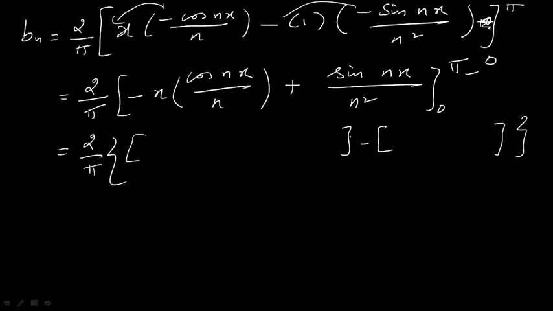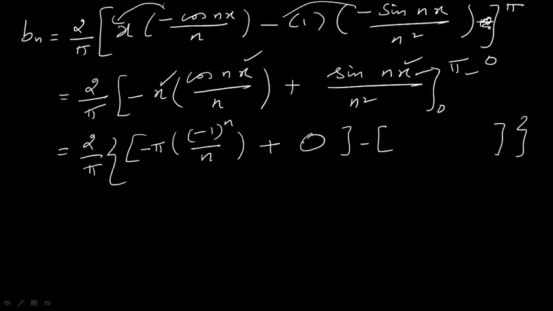So first, the upper limit, that is you have to replace the value of x by pi first. If you replace x by pi, you get minus pi cos n pi, and directly I am going to replace the value of cos n pi by minus 1 whole power n, isn't it? Cos n pi value is minus 1 whole power n, divided by n, plus sin n pi. You know the value of sin n pi, if you replace x by pi, you get sin n pi.